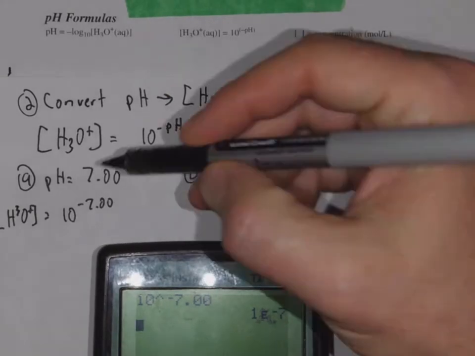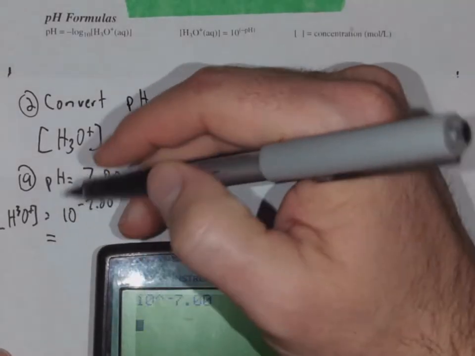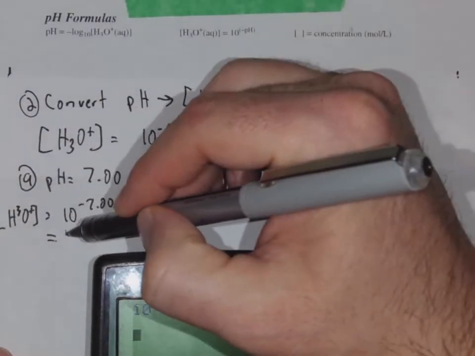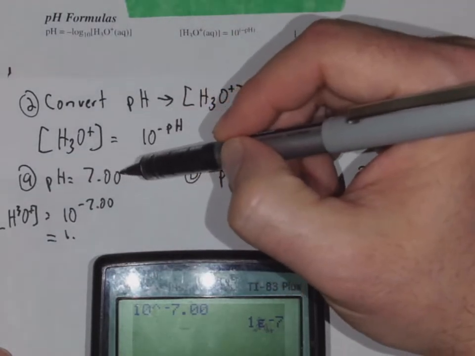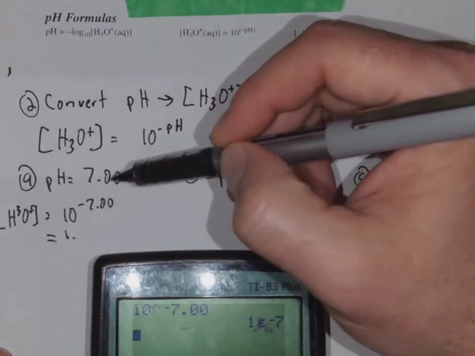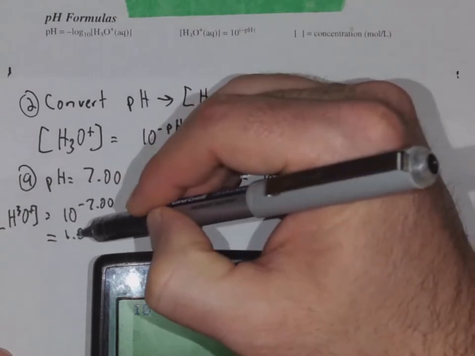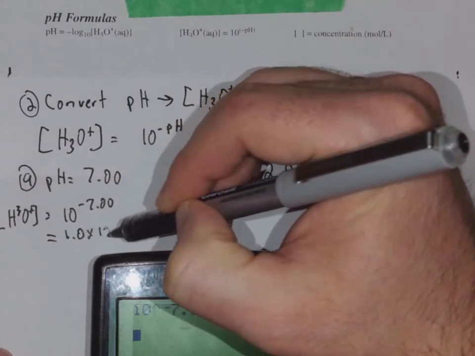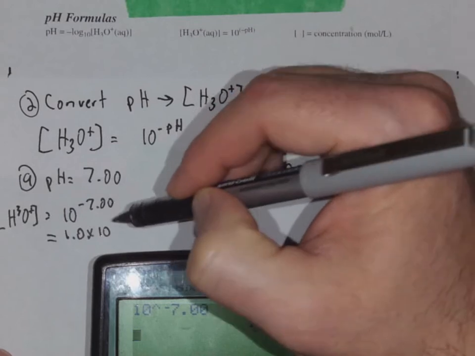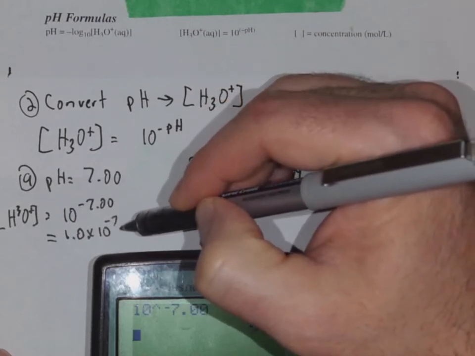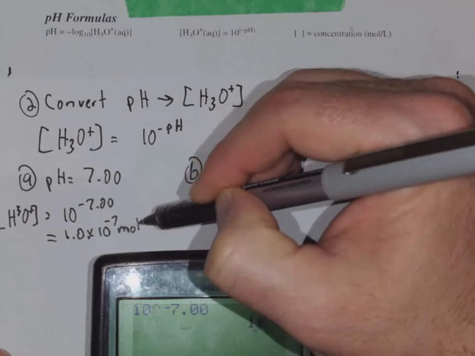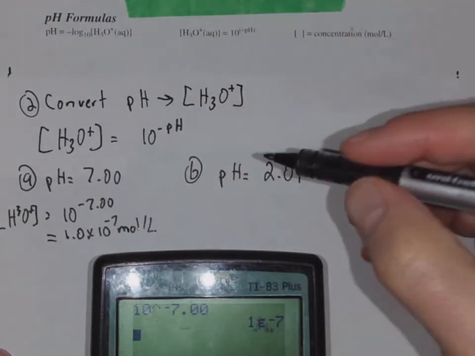And so I would just write this out as 1 point. Now, in this case, we have 2 numbers after the decimal, which means we need 2 sig digs in our answer here. So that would be 1.0 times 10 to the negative 7. And there are going to be units for this one, and that's going to be moles per liter.